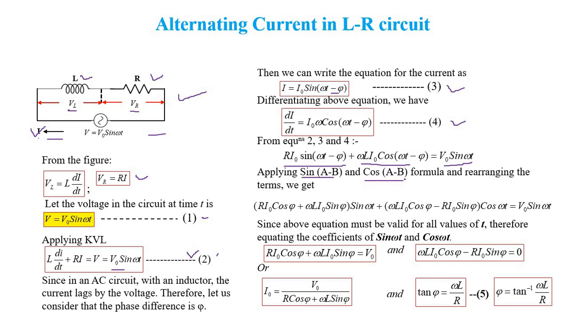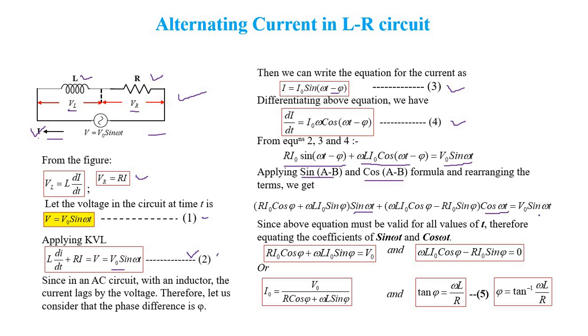So applying these two formulas to this equation and simplifying and rearranging it, we will get the coefficients of sin omega t and cos omega t as R I0 cos phi plus omega L I0 sin phi. This is the coefficient of sin omega t, and omega L I0 cos phi minus R I0 sin phi, this is the coefficient of cos omega t. This is equal to V0 sin omega t.